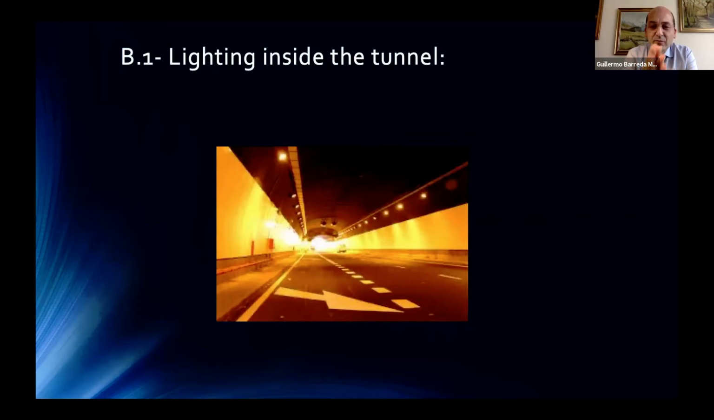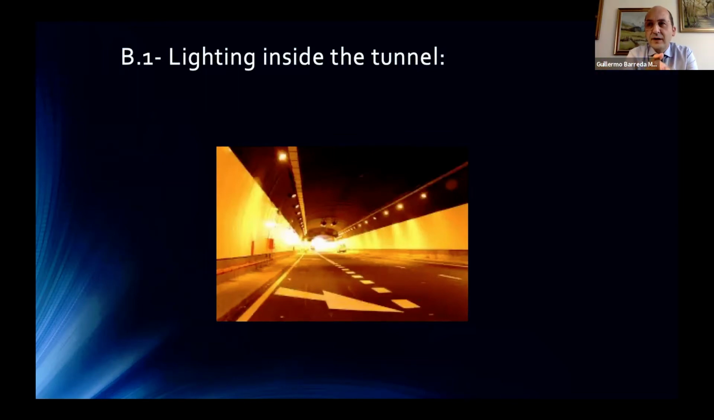The lighting in the tunnel will be studied in three different stretches or sections. First of all, we will study the first section when entering the tunnel. It will be an area with the light adjusting to the intensity of the light outside the tunnel, the natural light. The second section of lighting in a tunnel will be the normal light, normally of lower intensity, for normal driving inside the tunnel.